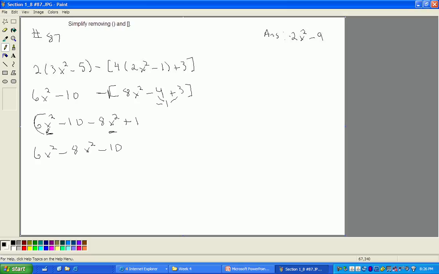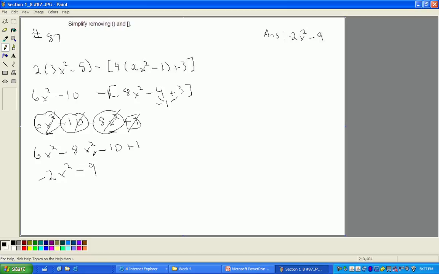Whenever I use a term, I like to cancel it out. Then we have a minus 10, put that there, plus 1. All done. We got every term, so we can just combine them now. 6x squared minus 8x squared is going to give us a negative 2x squared. And the negative 10 plus 1 is going to give us a negative 9.